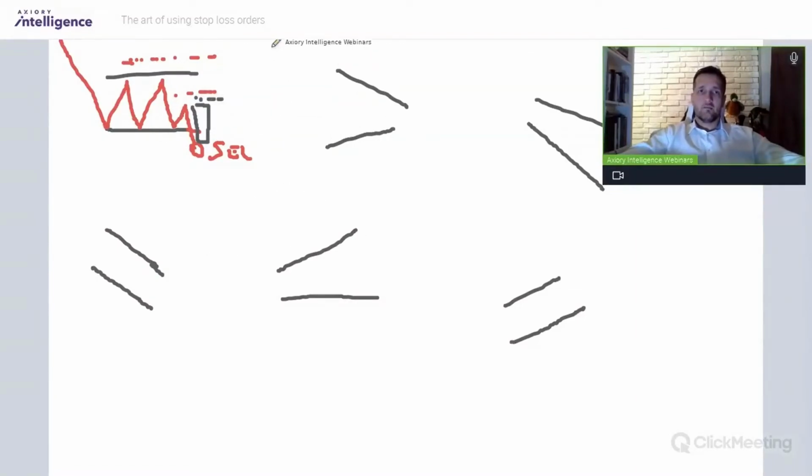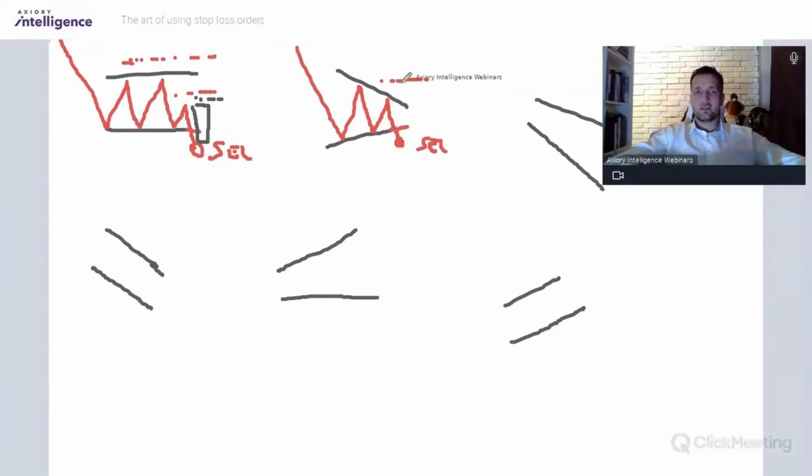Pennant. Pennant is a symmetric triangle, but in a shorter term and with usually promoting trend continuation. So you sell here, stop loss here. Why here? Not in the middle, because they're usually smaller. So it will be still relatively small distance.